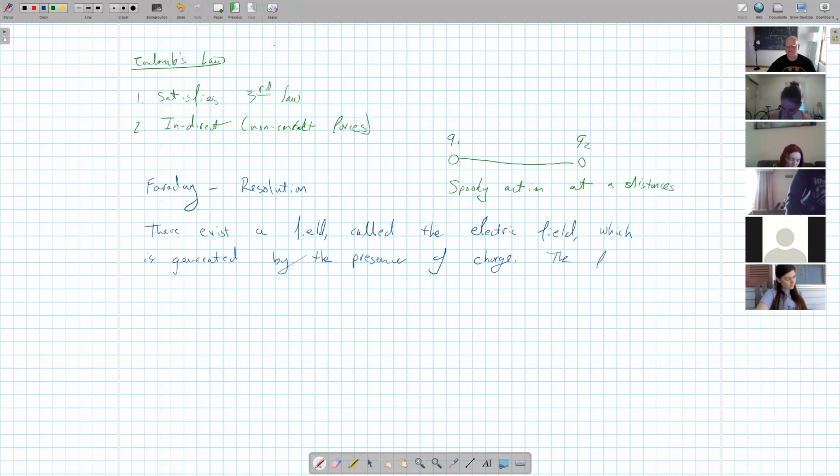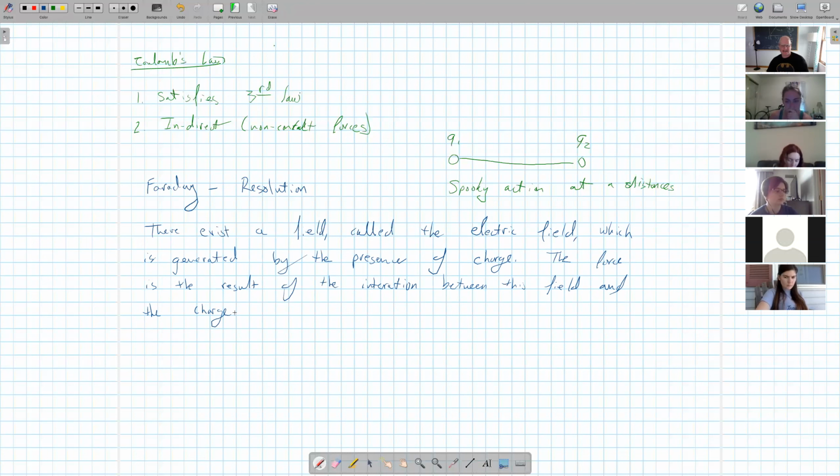The force is the result of the interaction between this field and the charge. So this was his resolution.